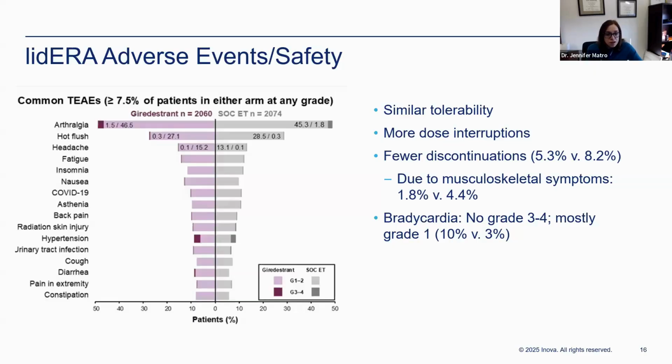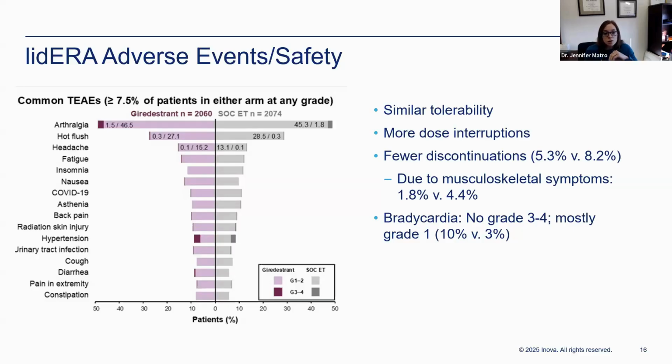There were no serious side effects, no major issues with the giredestrant. Overall, the tolerability was very similar to the standard of care. And that included, somewhat disappointingly, similar rates of joint pains and hot flashes. So they had similar rates of arthralgias, joint pains, and hot flashes. They had more dose interruptions, so more patients sort of paused the medicine, but then restarted it. But notably, they had fewer discontinuations due to musculoskeletal symptoms. And so that, while the incidence of arthralgias, joint pains was not significantly less, patients didn't have to stop their medicine because of it, and that's really important.